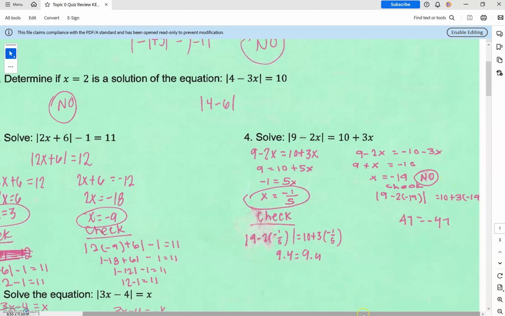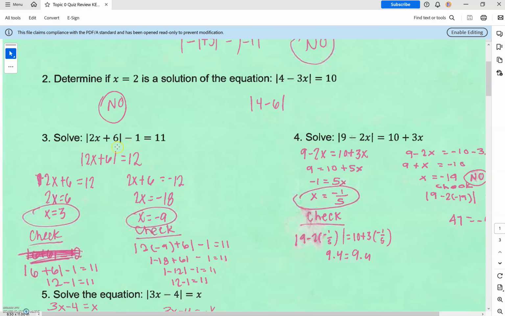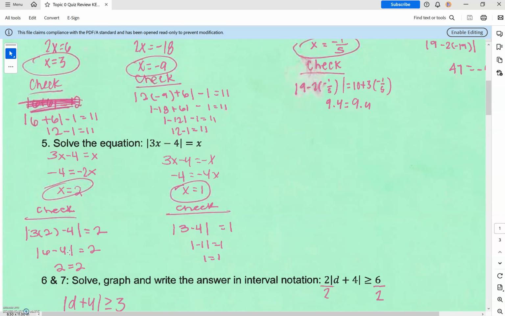Again, that's fine. Backtracking to number 3, the very first thing you have to do is add 1. We cannot break this up if the absolute value bars aren't alone. We had to get the absolute value bars alone by adding 1. So that is solving absolute value equations. I'm going to scroll down and show you this just in case you want to see it.